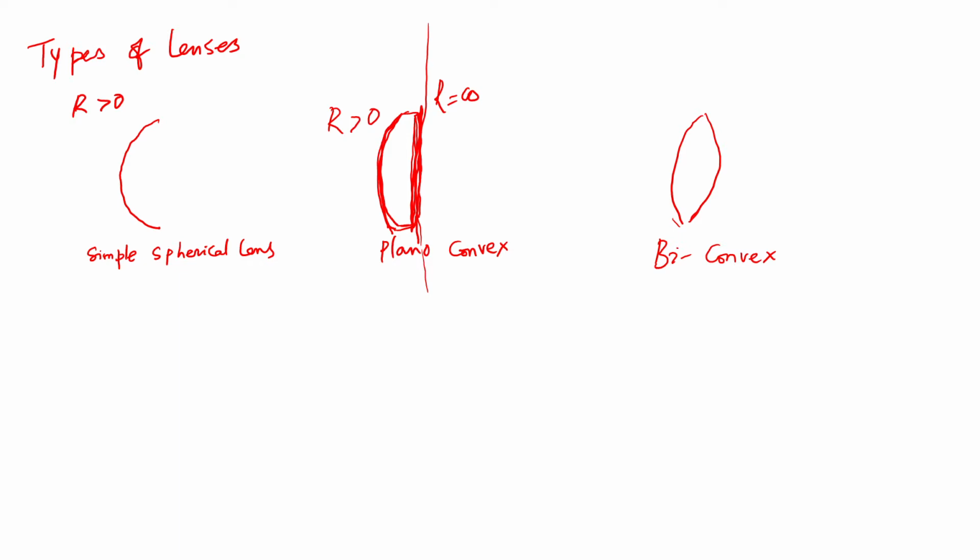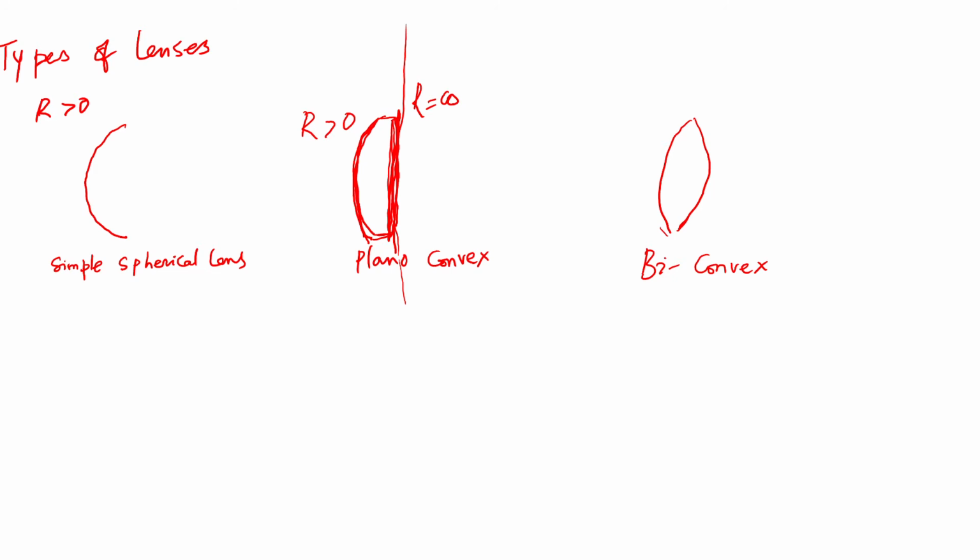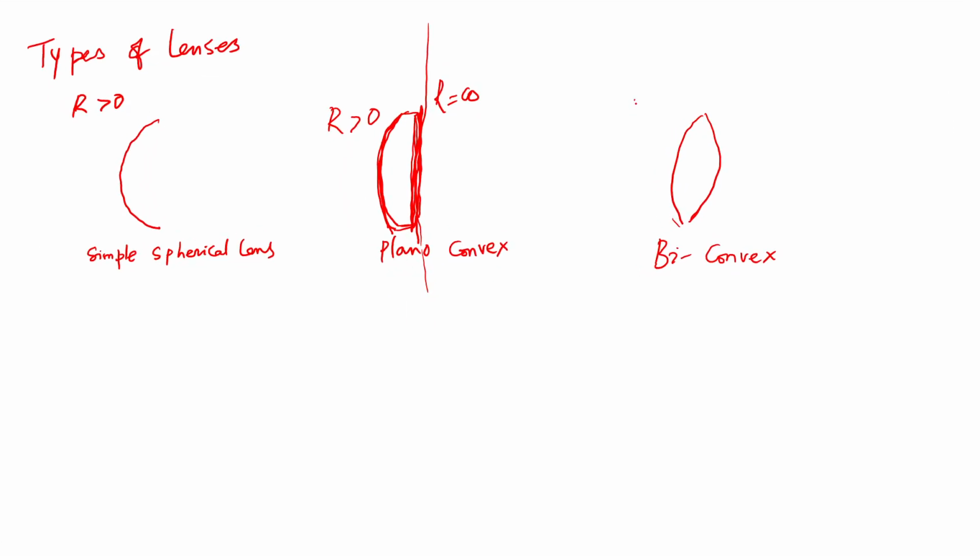right? So what is the radius of curvature here? What is the radius of curvature here? I'm sorry about the PowerPoint acting up. The radius of curvature here is greater than 0. How about this side? The radius of curvature is less than 0 because it is bulging to the right, right?